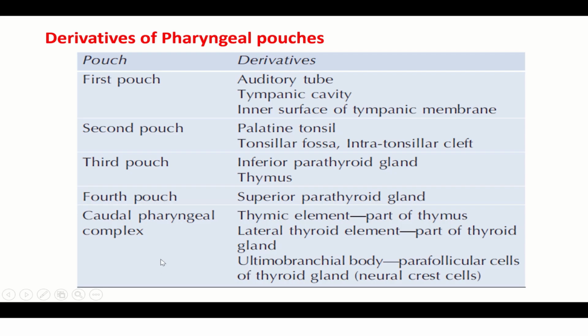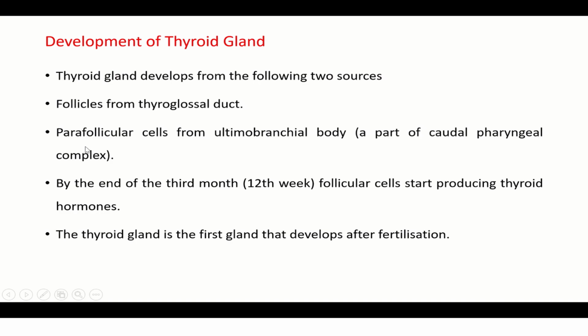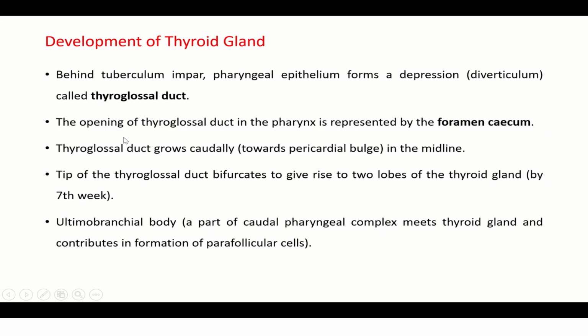The fifth pouch disappears. Before disappearing, it contributes to the formation of the caudal pharyngeal complex along with the fourth pouch. So that's why the follicles of the thyroid come from the thyroglossal duct and the parafollicular cells from the ultimobronchial body. By the end of the third month, follicular cells start producing thyroid hormones. The thyroid gland is the first gland that develops after fertilization.